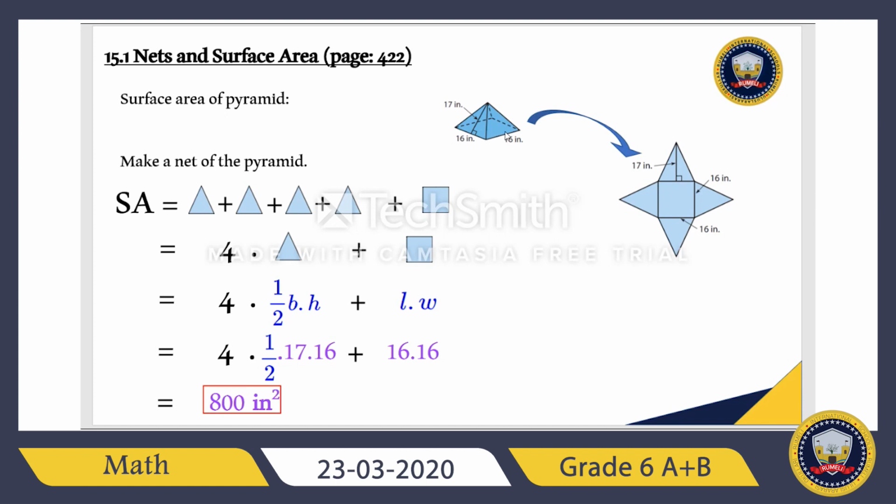So the length of my base here is 16 and the width is 16. This is my base, so it has a length of 16 and a width of 16. Now look at this triangle from the side. It has a height of 17 inches. When I open it, this is my triangle. This one is here exactly, and its height is 17 inches.